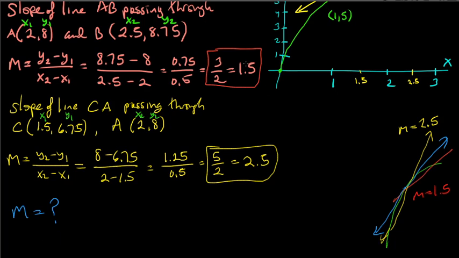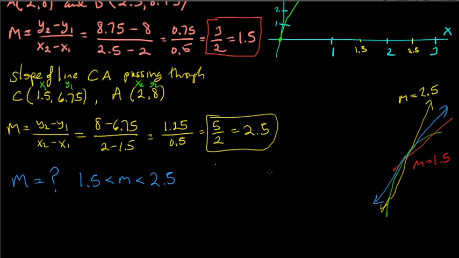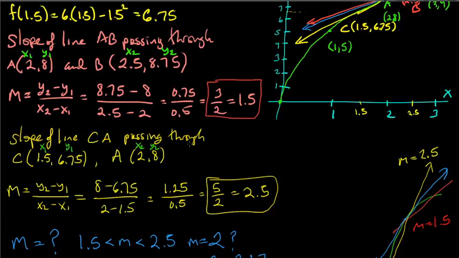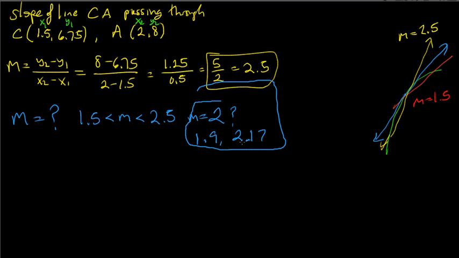Well, so we know it's somewhere between 1.5 and 2.5. So it's bigger than 1.5, and it's less than 2.5. As a guess, you could say anywhere between 1.5 and 2.5. You can split the difference and just say it's exactly halfway between, so you can say it's 2. But if you guessed 1.9, or 2.17, those are reasonable guesses as well. It's really hard to tell just looking at the graph, of course. But anything between 1.5 and 2.5 would be a good estimate.